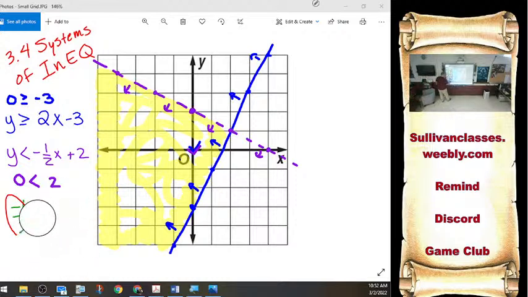Our points. What I'm looking for is you have the correct y-intercept and slope for that line. You have the dotted line and solid line. They're the correct kind of line. Did you shade here? Did you shade the right part of it?